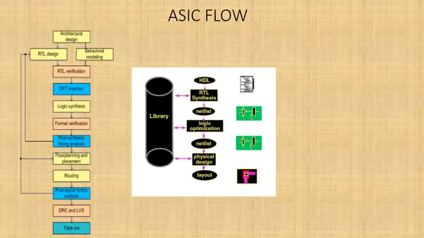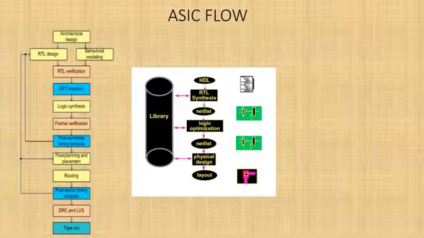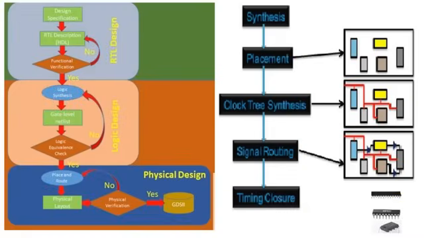This is the RTL flow. The ASIC flow starts with an HDL followed by RTL synthesis, then the netlist, and we optimize it, and we do the physical design and the layout. At any stage, if there is no equivalence and if there is any fault, the whole process is repeated. And in the PD stage, we have placement, clock tree synthesis, signal routing, and finally the timing closure.